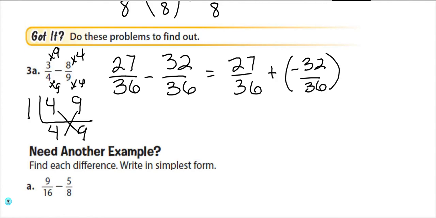So same signs, add and keep, different signs, subtract. So do I have same or different signs? I have different, so I need to subtract them. So we're going to take 32 minus 27, which is going to give me 5. Let me negative 5, and then over 36.